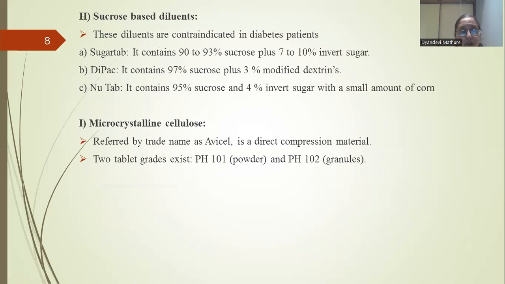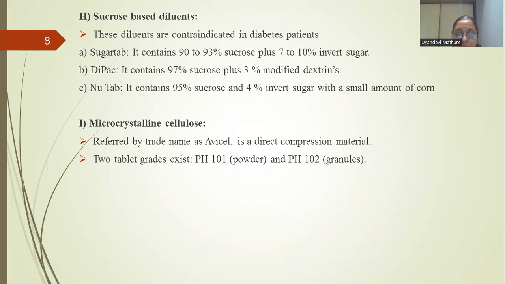But these diluents, of course, are contraindicated in diabetic patients. Now, Sugar Tab contains sucrose 90 to 93% plus 7 to 10% of invert sugar. Whereas Dipac contains 97% of sucrose and 3% of modified dextrine. Whereas New-Tab contains 95% of sucrose and 4% of invert sugar. And the last diluent is microcrystalline cellulose.